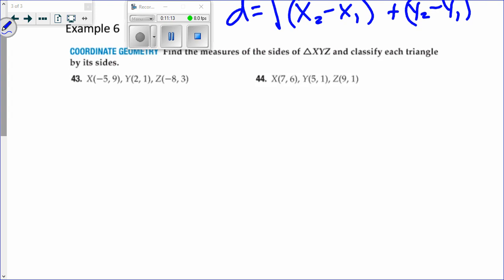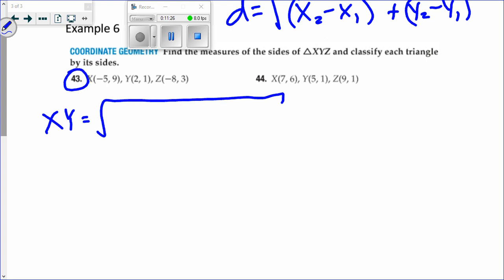So we want to find how long XY is. We're taking the square root here of, we're going to work on 43. We'll come back to 44. Actually, I'll probably save 44 for you guys. It'll be very similar to the problem we're doing. We're just applying the distance formula. So let's find XY, though.